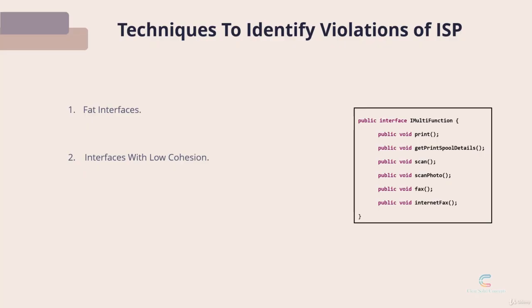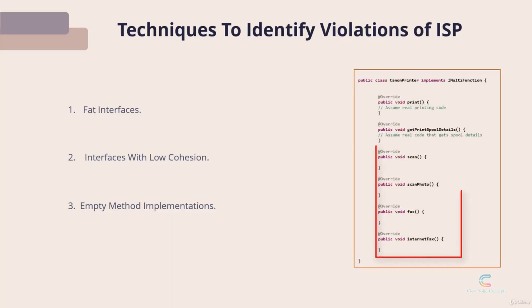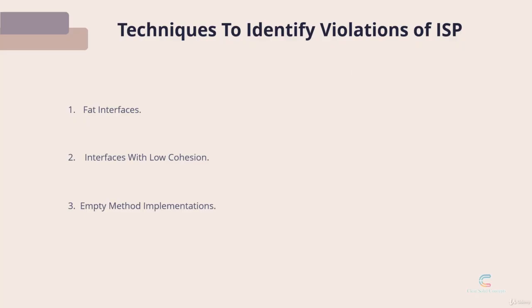Next one is empty implementations of methods. Again, we saw this in our introductory session where some classes had to leave certain method implementations as blank. Blank implementations of interface methods is almost always a violation of the interface segregation principle. So these are some of the ways you can identify violations of the interface segregation principle. Next, let's explore the relation that this principle has with other SOLID principles.